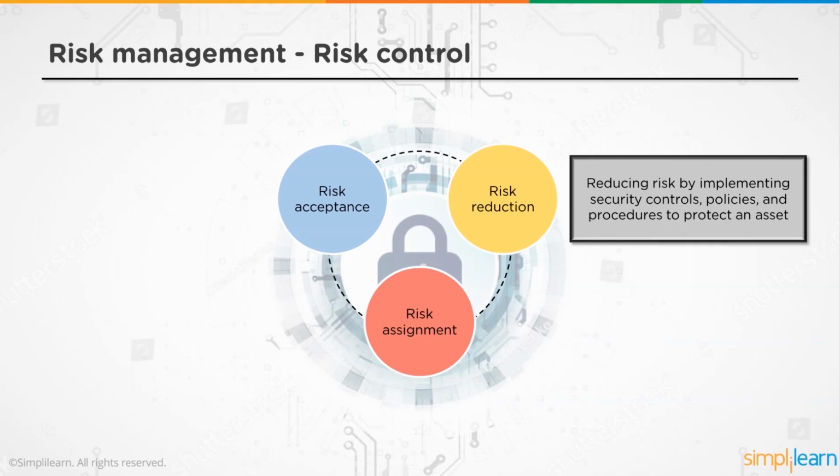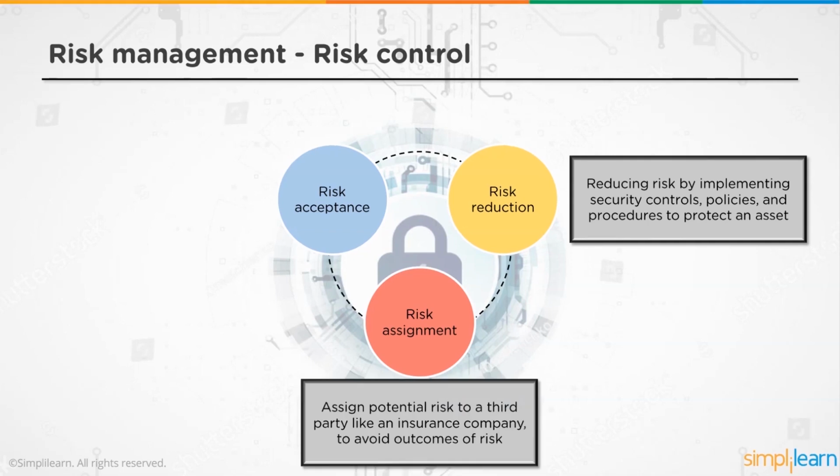There is risk avoidance as well. So there are 4 controls. The risk reduction is where you have implemented a security control based on which the risk has been reduced to a more acceptable level. Risk assignment, also known as risk transfer, is where you're avoiding risk by outsourcing it. So talking about risk controls again, the 4 types being accept, avoid, transfer, and reduce.